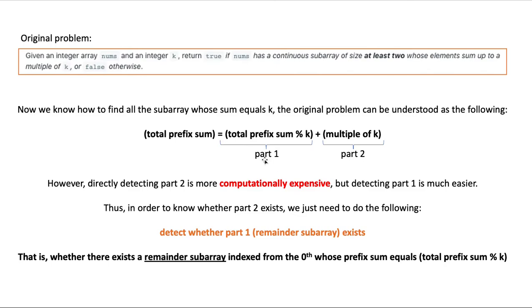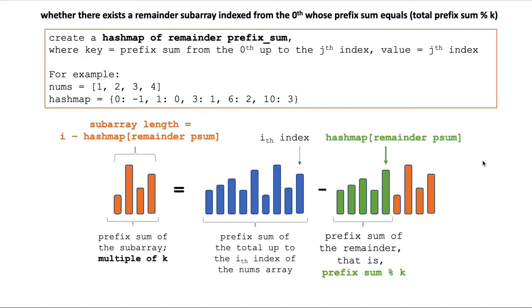In contrast, detecting the first part, the remainder subarray, with a prefix sum equal to the total prefix sum modulus k, is a lot easier. So we will go with this route instead of directly detecting the multiple of k subarray. Now, how do we know whether there exists such a remainder subarray? Well, we can use the idea of a hash map to achieve this goal. Please feel free to pause this video to read the information in some detail.